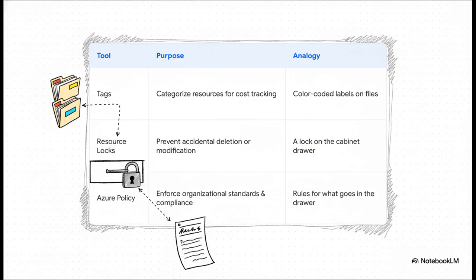This table just lays out our analogy perfectly. So, tags? Think of those as the color-coded labels you stick on the files so you can easily track costs. Resource locks? That's like putting a real physical lock on the cabinet drawer to stop those accidental changes. And Azure Policy? Well, that's the big set of company rules posted on the wall, spelling out exactly what kind of files are allowed in which drawers, making sure everyone stays compliant.